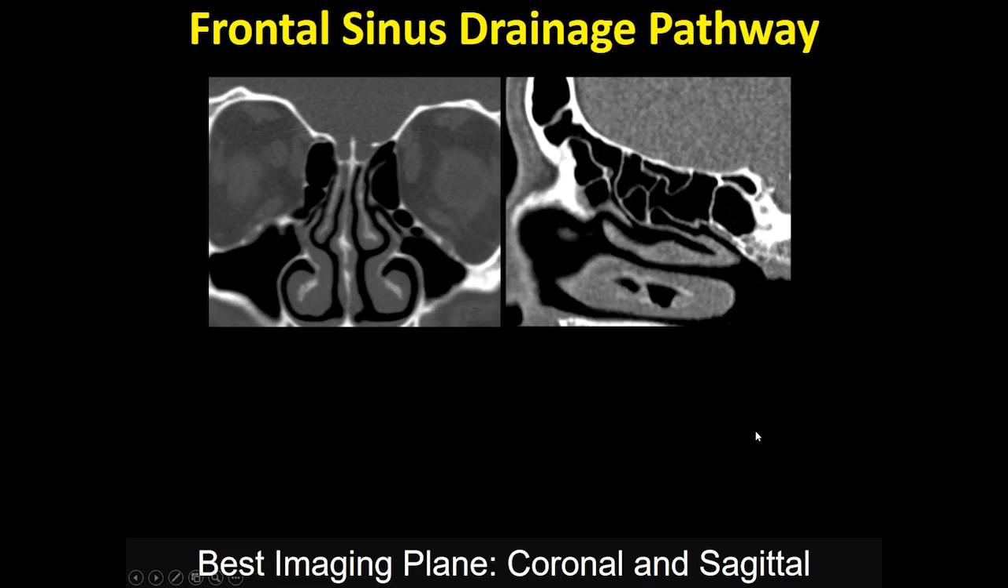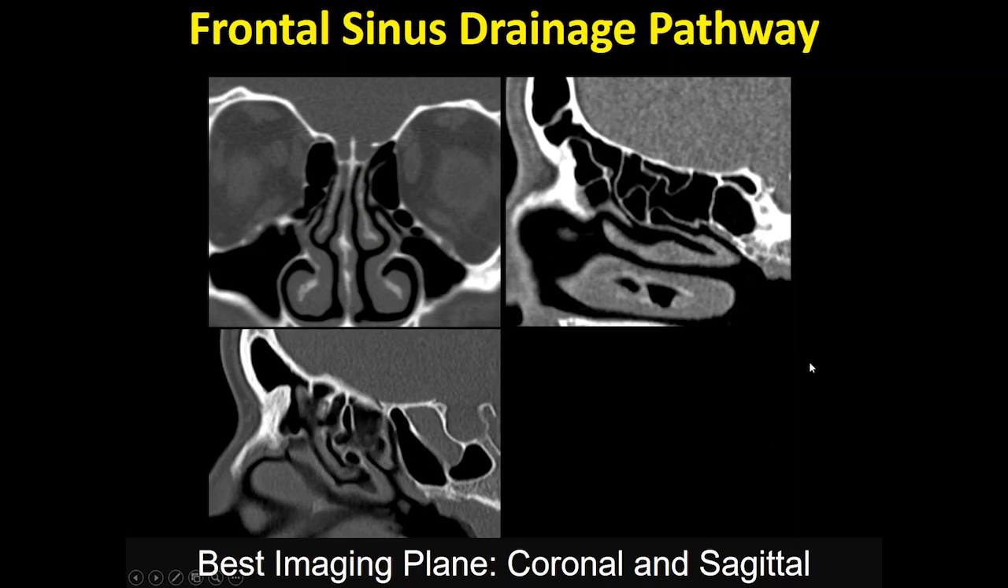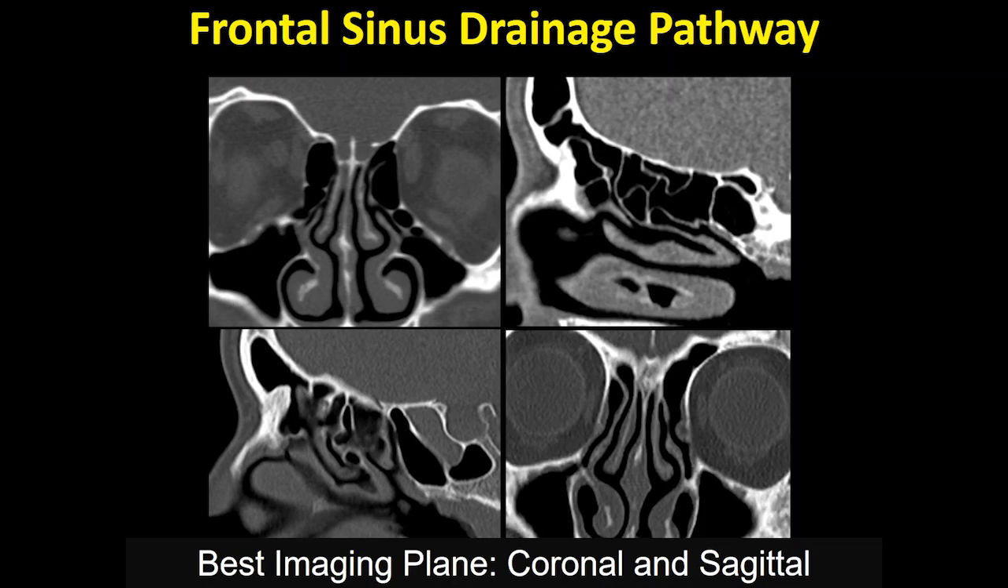drainage pathway. Some important variants: the frontal process of the maxilla sometimes can project superiorly, and that is known as the frontal beak. The thickness of the frontal beak influences the ostium of the frontal sinus. Likewise, degree of pneumatization of the anterior ethmoid sinuses can influence the drainage pathway as well.